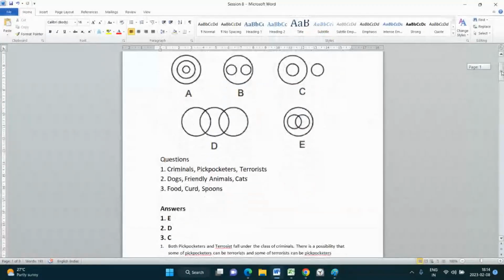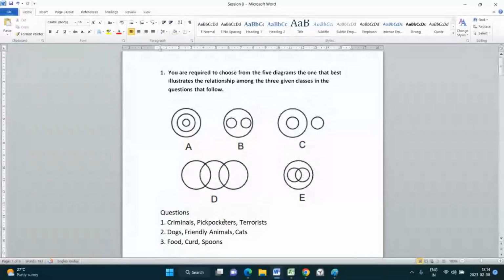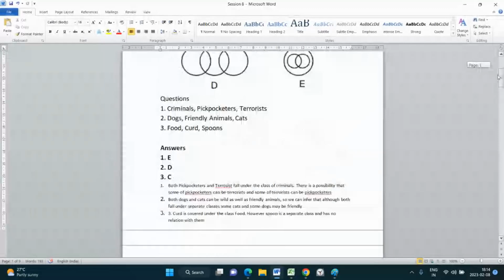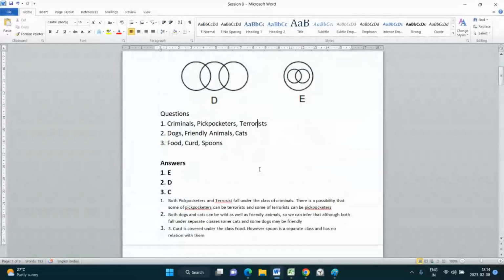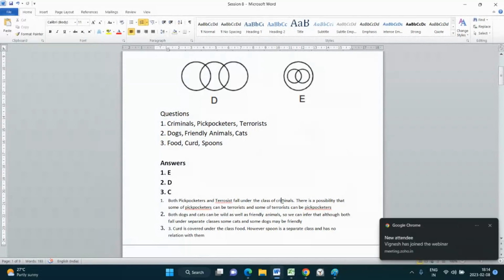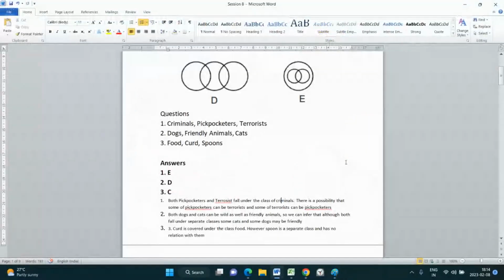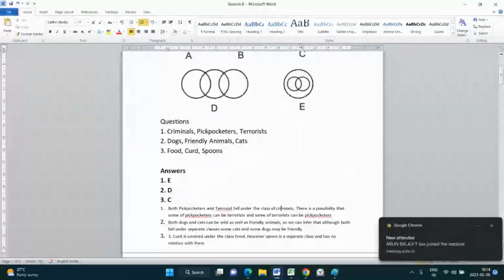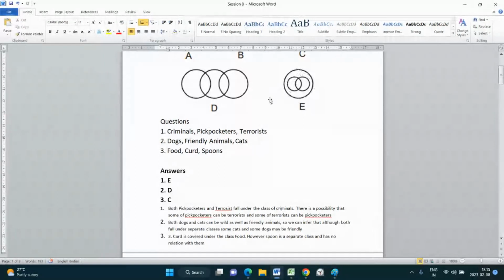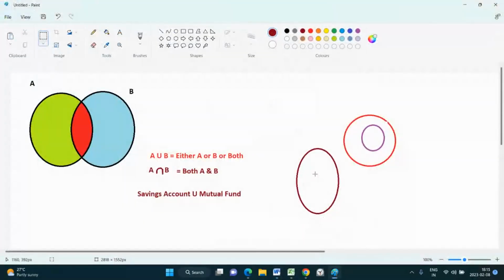The first one is criminals, pickpocketers, and terrorists. You see, both pickpocketers and terrorists fall under the class of criminal. Pickpocketer is a criminal and terrorist also is a criminal. Both are criminals. Sometimes it is possible that pickpocketers can also be terrorists. All are criminals. The outer layer is ultimately everybody is a criminal.